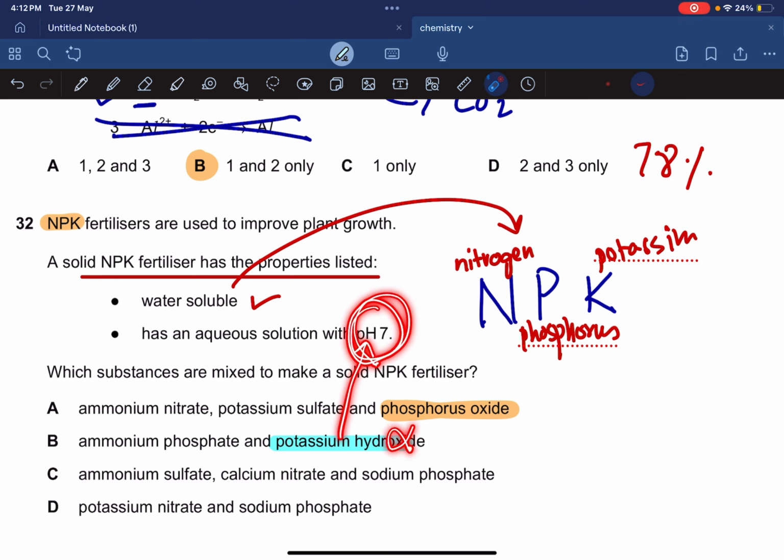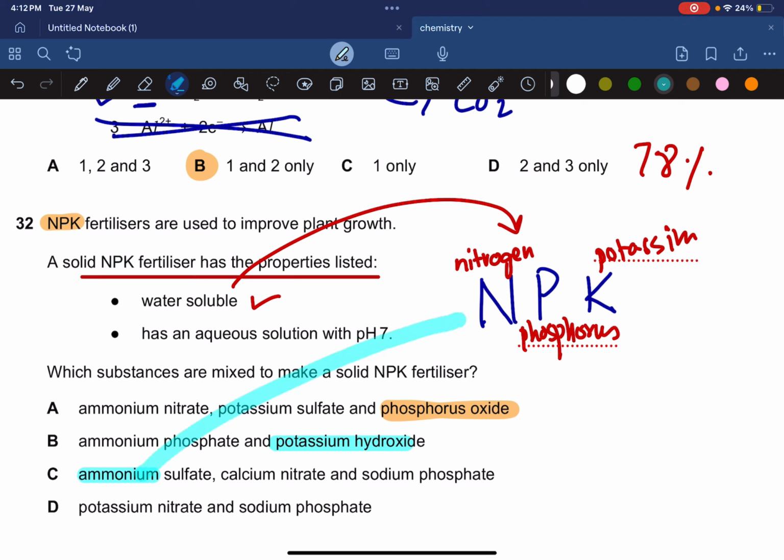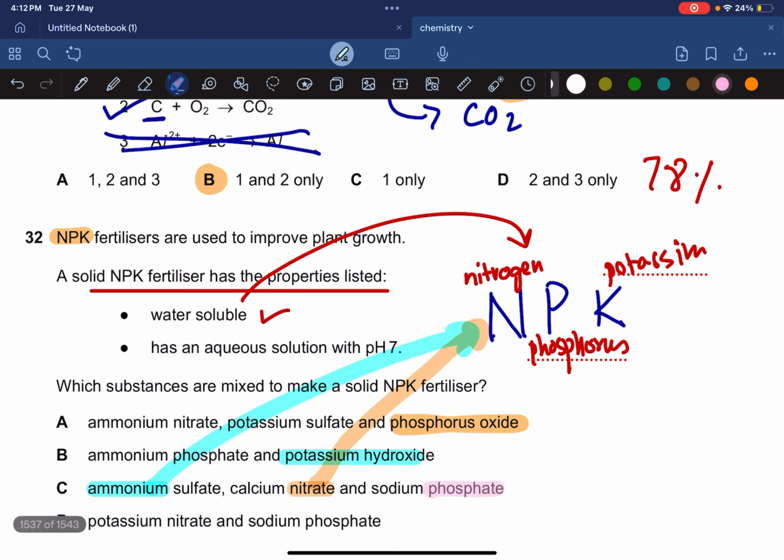Moving on to my option C, which says ammonium sulfate. That's adding sulfate ions as well. Calcium nitrate, and sodium phosphate. We have 3 different types of salts over here. But look, from this salt I'm going to get my ammonium. Why do I need ammonium? Because ammonium has the nitrogen in NPK. Second, from this I need the nitrate, because nitrate also has nitrogen. And from the third I need the phosphate, because it's going to give me my phosphorus.